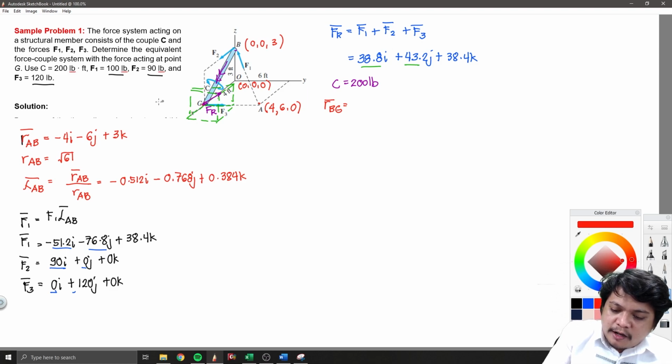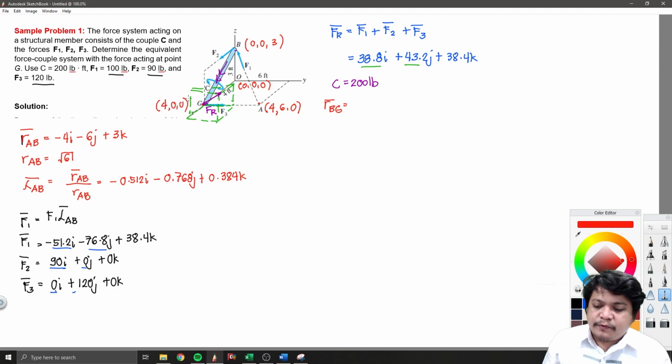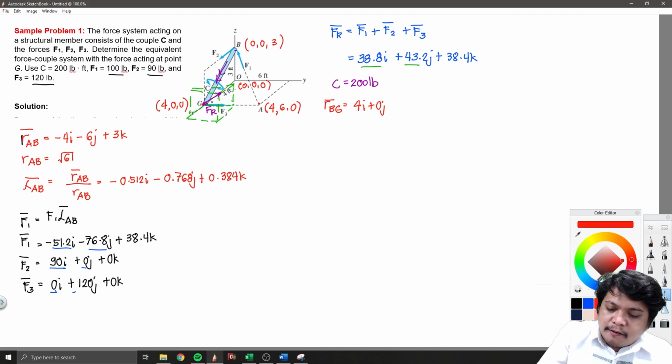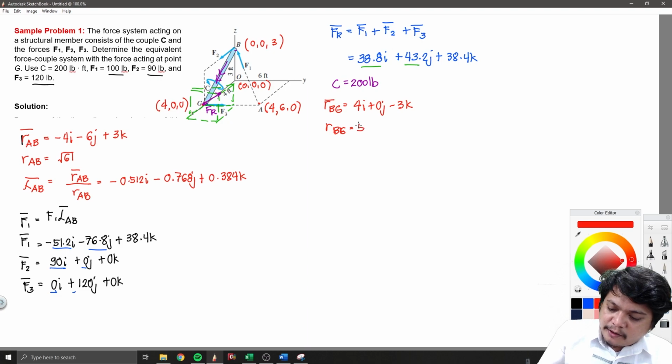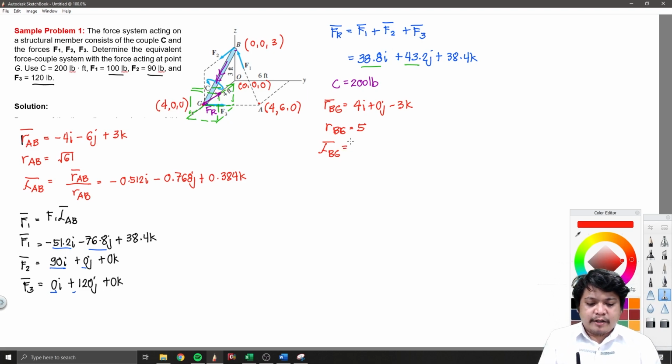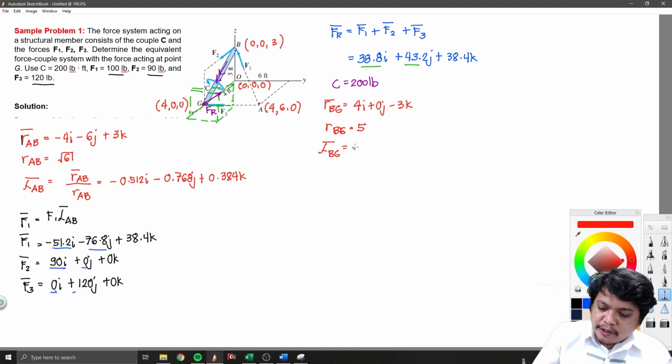So, yung G ko, okay, from the x, that is 4. From the y is 0. And then from the z is 0. So, from B to G, 4 minus 0. So, you will be having here 4i plus 0j minus 3k. So, I have here R, B, G. Okay, so that's square root of 4 squared plus 0 squared plus 3 squared. So, you will be having here 5. Okay? So, I will now have the lambda BG. So, i-divide ko lang yon. 4 divided by 5, 0.8 of i. Okay? Plus 0j.